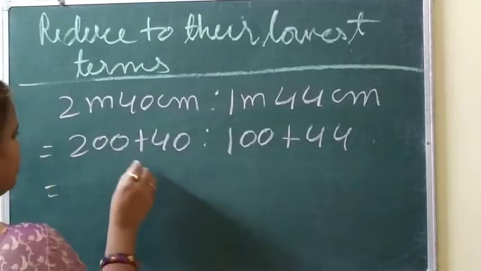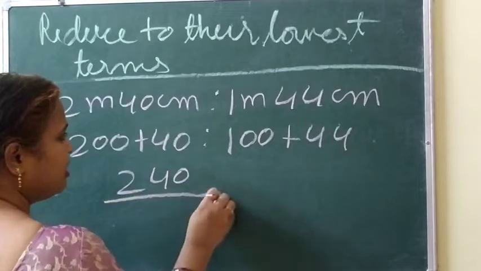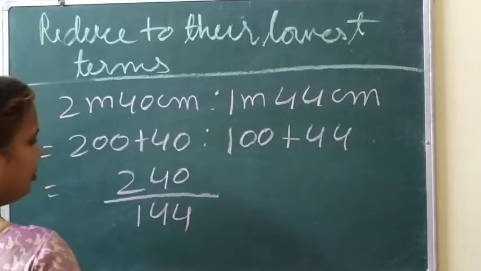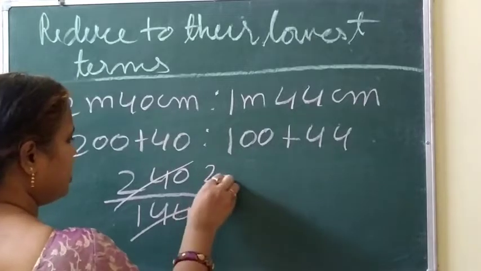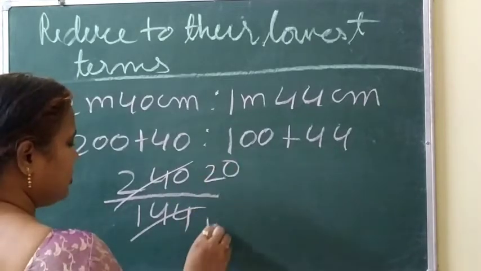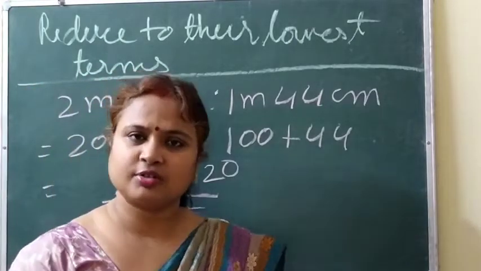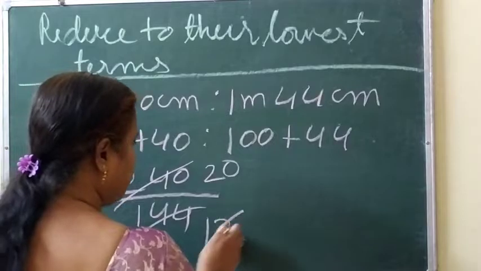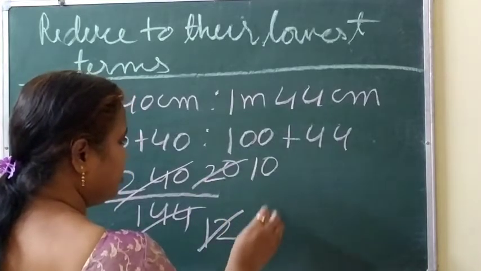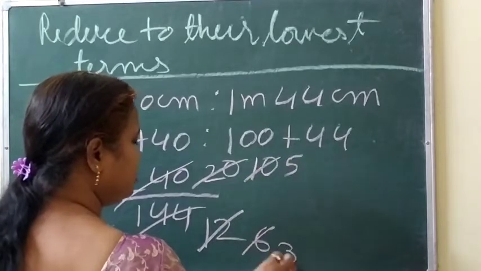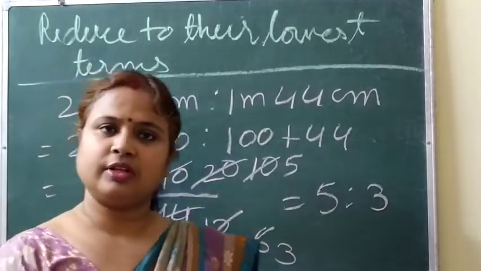Means we have to find the ratio between what? 200 plus 40 is equal to 240 divided by 144. Clear? So what? 12 twos are 24, 0, and 12 12s are 144. Because 144 is the square of what? 12. Yes, sir. Clear? Now, here 2 10s are, 2 6s are, then 2 5s are, 2 3s are. So the answer will be what? 5 is to 3. Clear?